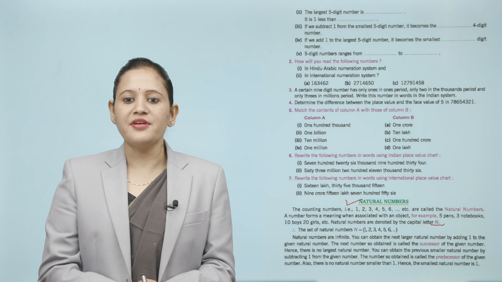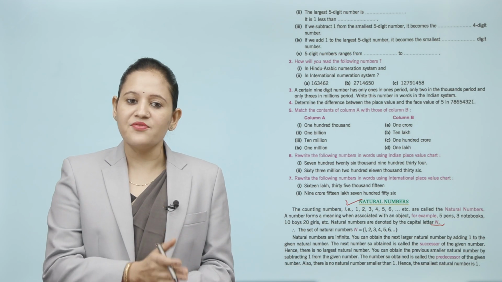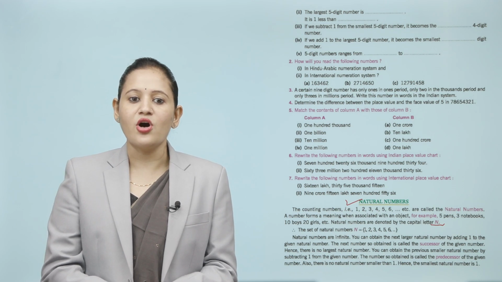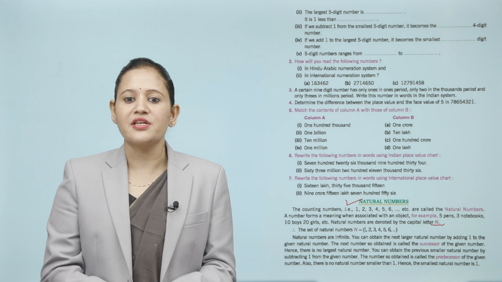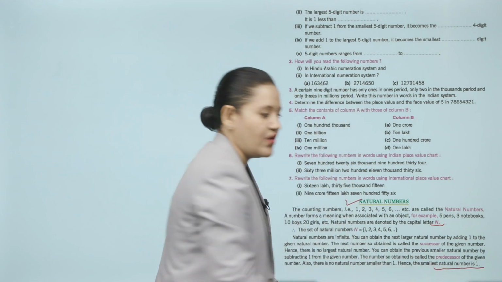You can obtain the previous smaller natural number by subtracting 1. If we have to find the previous number or predecessor, we have to subtract 1 from the given number. The number so obtained is called the predecessor of the given number. Also, there is no natural number smaller than 1. Hence, the smallest natural number is 1. Smallest natural number है that is 1. Clear?